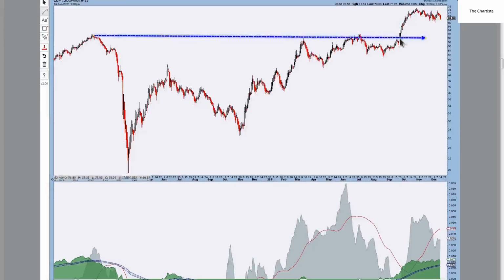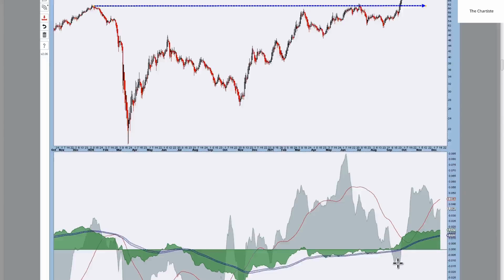ConocoPhillips breaking to a new high in October. Slow money flow is above the zero line and fast money flow is below. And look what happened right here. The Keltner channel that I put on the slow moving one is crossing the zero line. Same here.